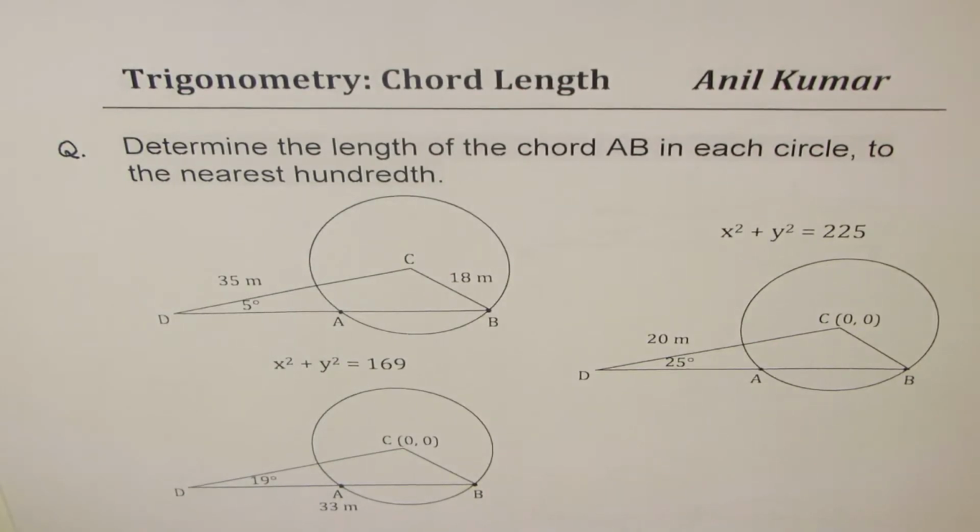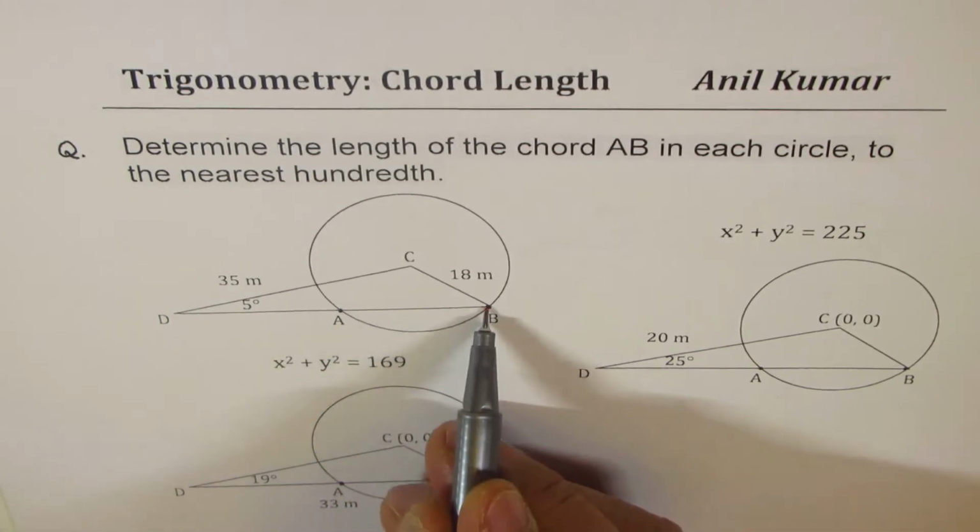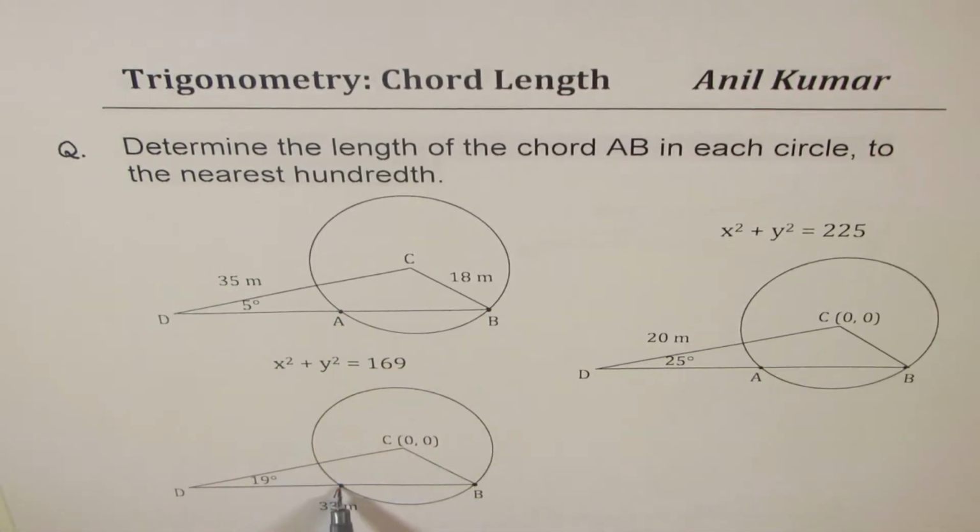This is a very important exercise, and it is also going to lead you to application of sine law and ambiguous cases. Now AB is the length of the chord in each of these questions. Now let us discuss the approach.